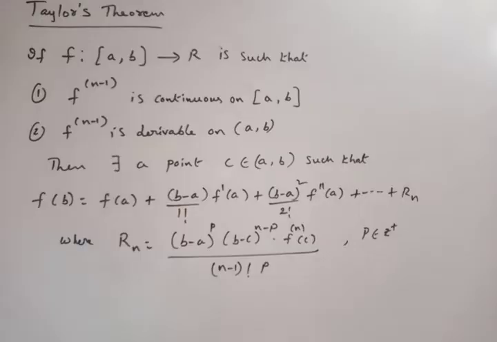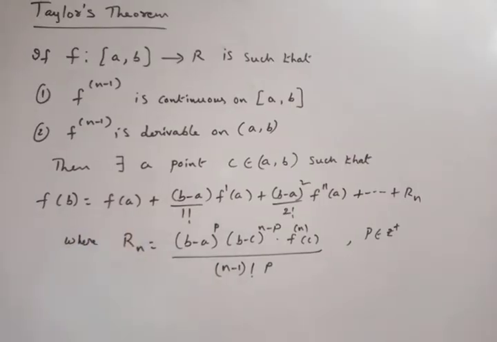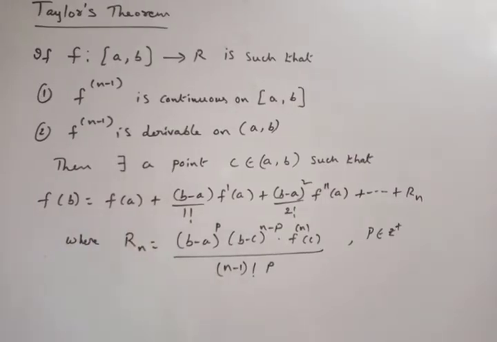So what is Rn here? The remainder. Rn is equal to (b minus a) whole power p into (b minus c) whole power n minus p, f power n of c, by (n minus 1) factorial into p. So this is the statement of Taylor's theorem with a remainder. They will ask you this statement for 2 marks. Luckily I think this time we don't have short answers. Suppose when short answers are available, this statement will come for 2 marks.